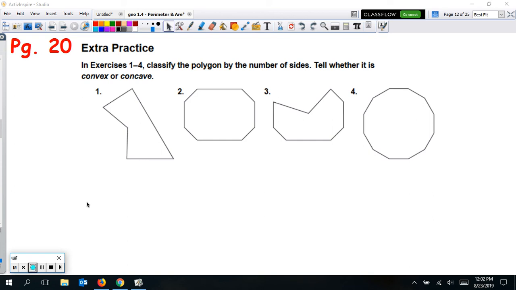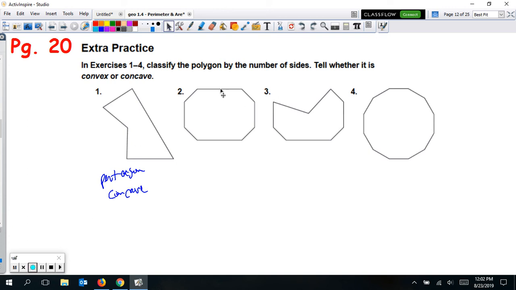Okay, so hopefully you paused the video, and now you're just checking to see if you got these, classifying the names correct and if it's convex or concave. So number 1, if we add up all the sides, we got 1, 2, 3, 4, 5. So there's 5 there, and it's also definitely got a cave in it, so it's definitely concave. So it's called a pentagon because it's 5 sides and it is concave.